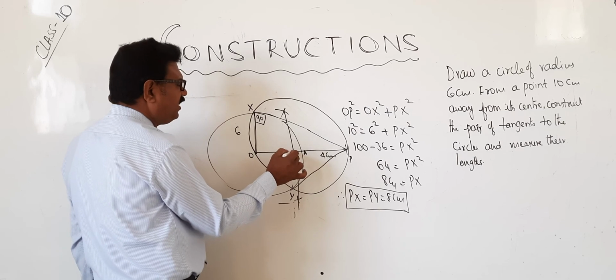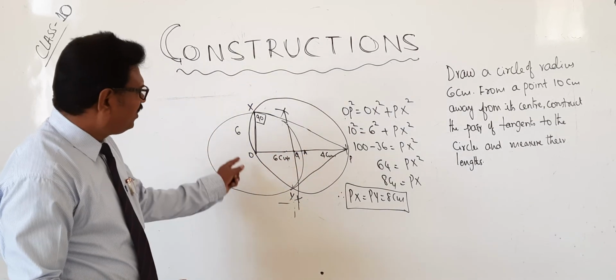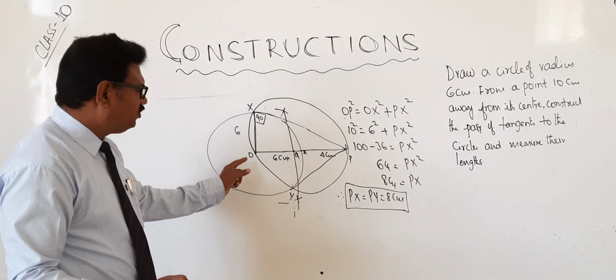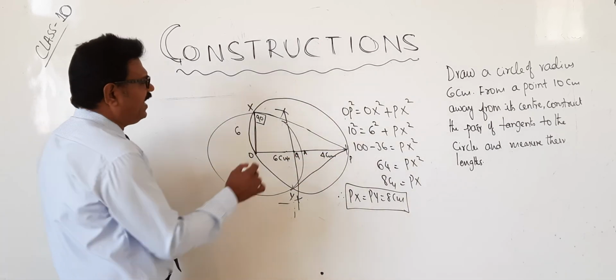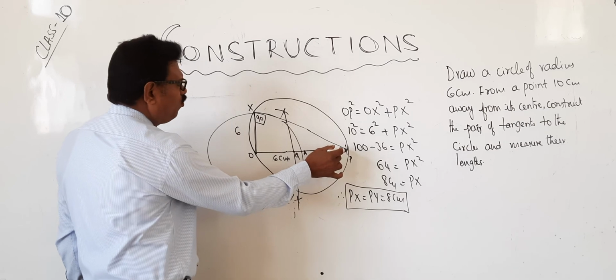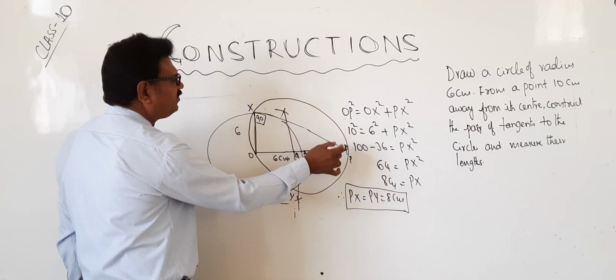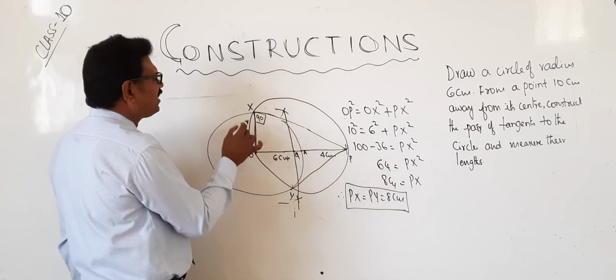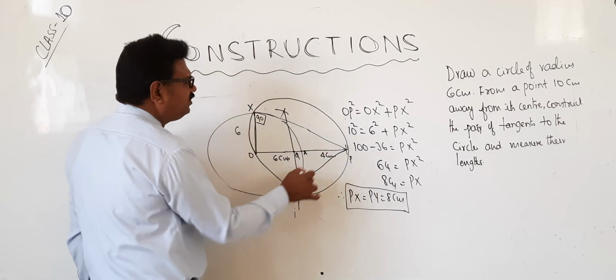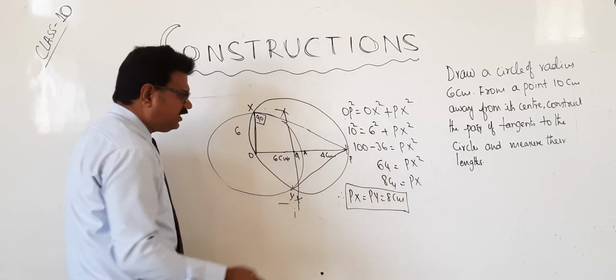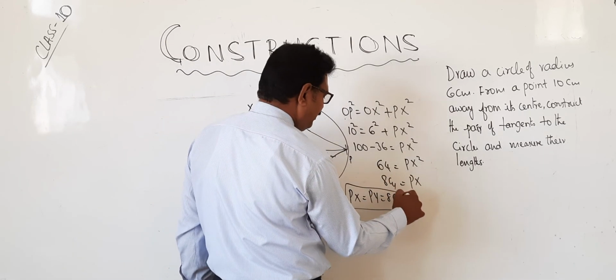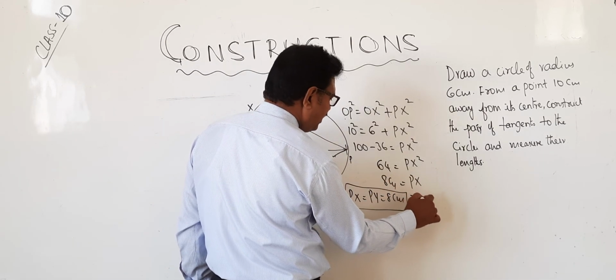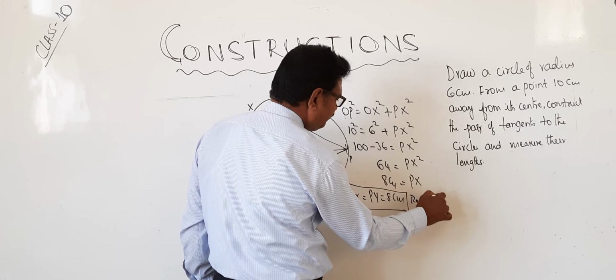After bisecting, take Q as center, draw a circle which should pass through O and P. Now this circle is intersecting the previous circle at X and Y. You just join PX and PY, they are the required tangents. That is nothing but PX and PY, these are the required tangents.